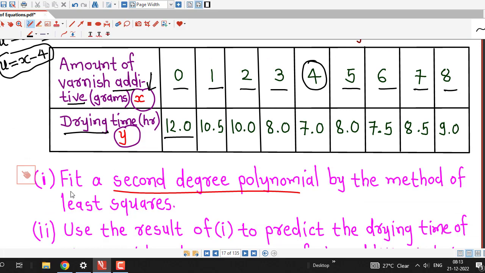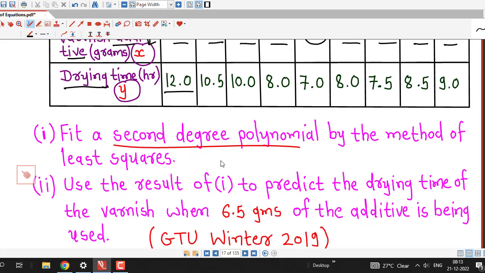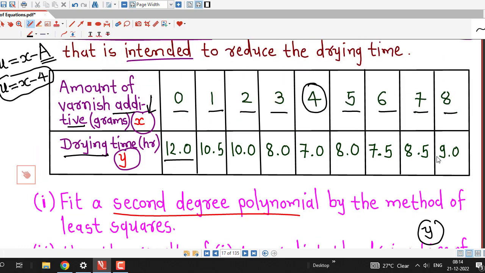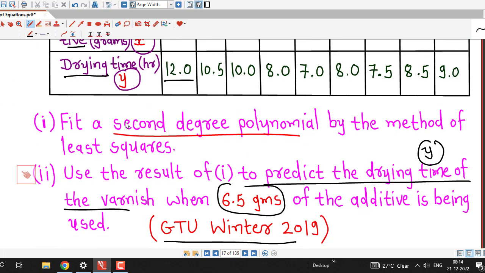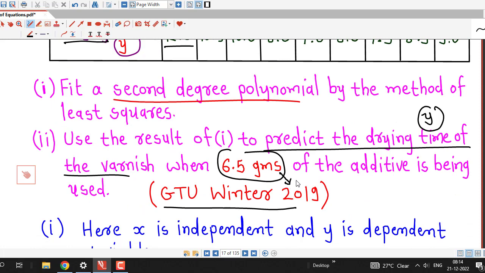And here it is asked that fit a second degree polynomial by the method of least squares, and using the result of the first part we are asked to predict the drying time of the varnish when 6.5 grams of the additive is being used. Drying time is denoted by y, and amount of additive in grams is denoted by x. So we have to find the drying time y when the amount of additive is x equal to 6.5 grams.